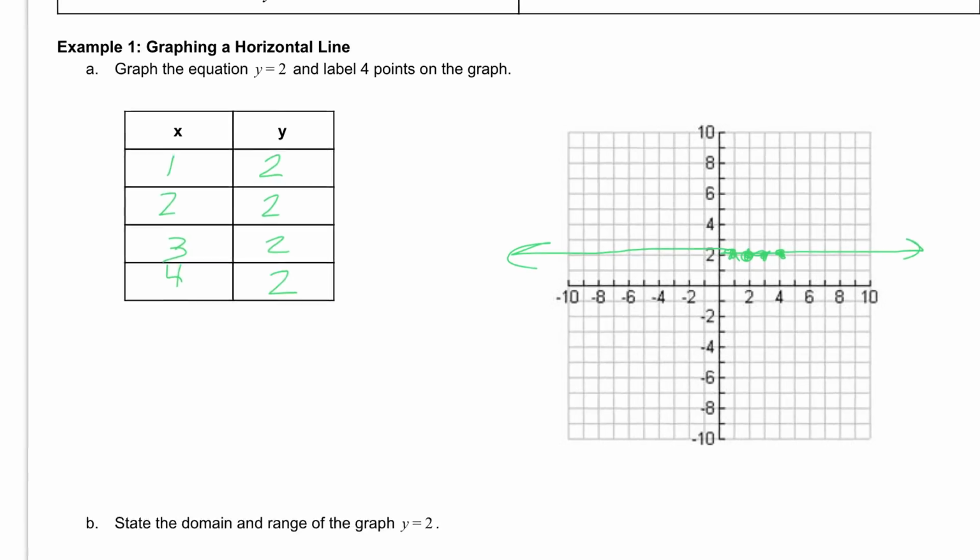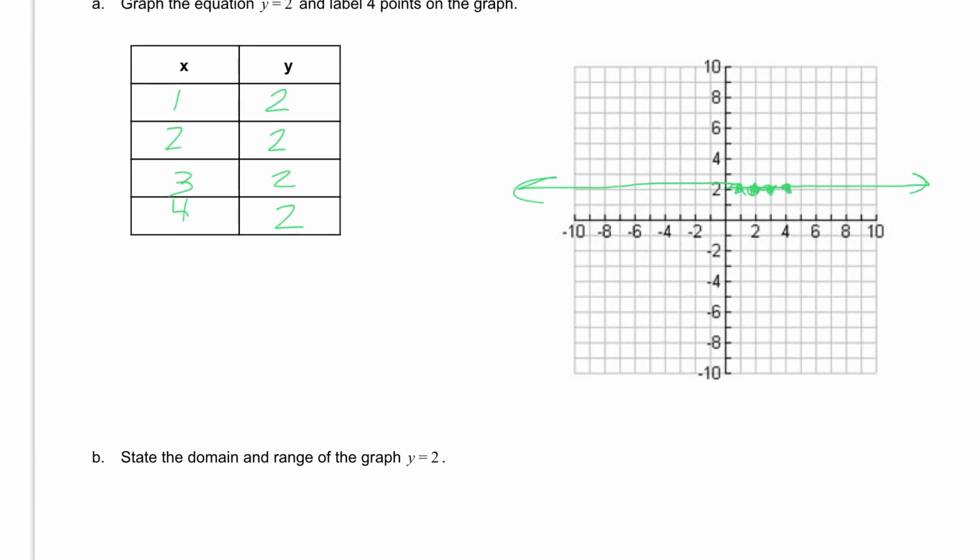Now if we scroll up, the next thing we want to be able to do is state the domain and the range of our graph of y equals 2. If we think about domain, remember that domain is all our possible x values. So if we take a look at all the different possible x values, remember this line is going to go all the way to the left and all the way to the right. Any x value that I choose, I need to be able to find a point on my graph.